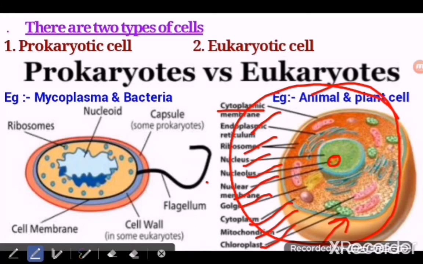In the earlier video we discussed the rest of the part, and in the next video we will discuss the structure of the cell and the difference between the animal cell and plant cell.